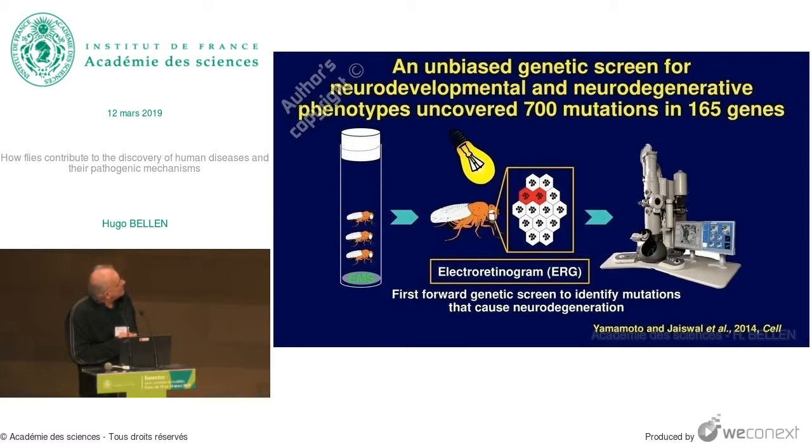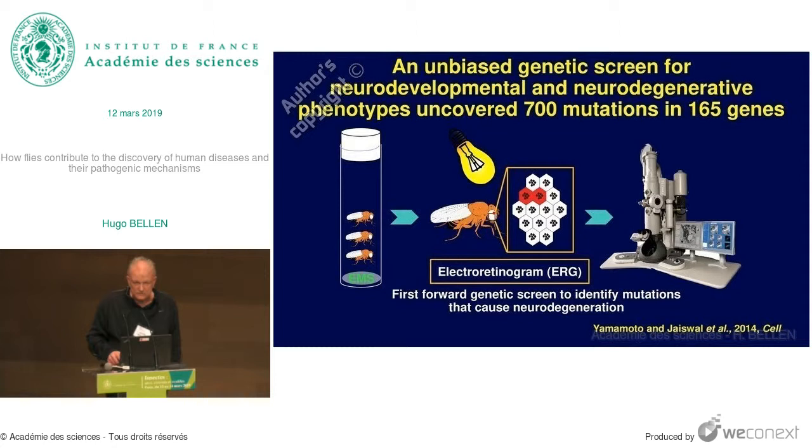We've identified, doing this, 700 mutations and 165 genes. All these genes were then analyzed using confocal microscopy and electron microscopy. And this was very useful and helped us to characterize a lot of new genes. One of these genes was ankyl 2.